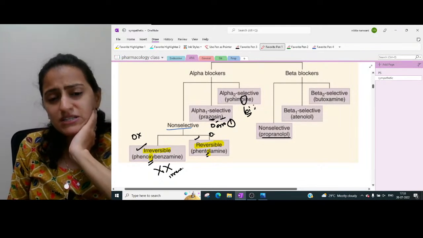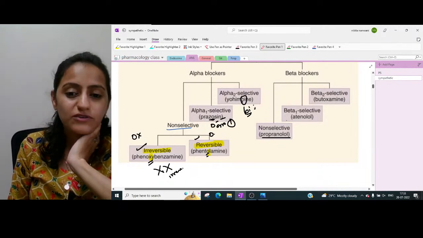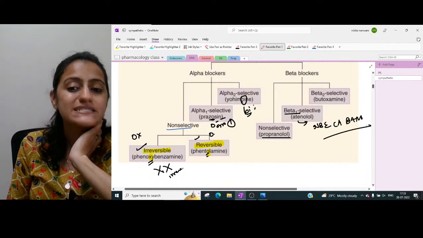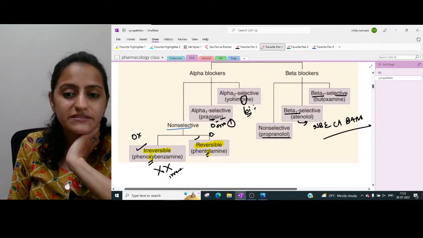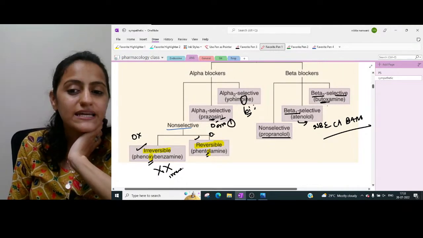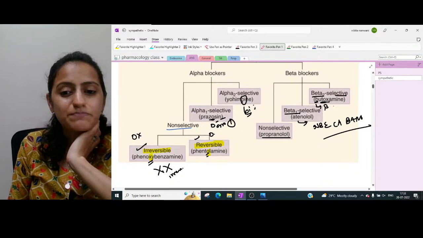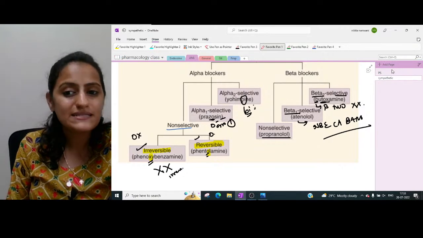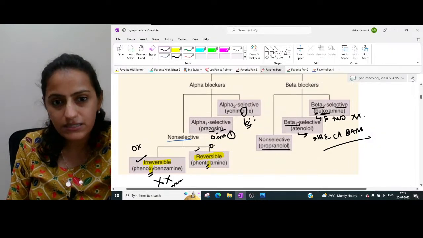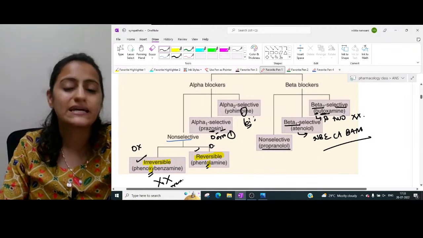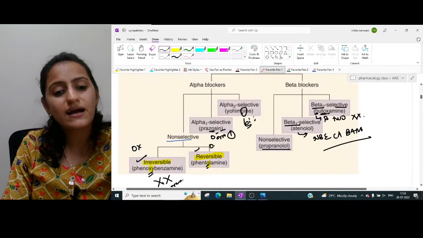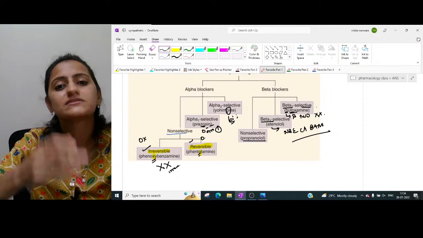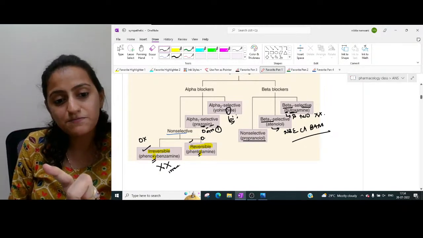Beta blockers, non-selective propranolol. We'll see the mnemonics for which are beta 1 selective. We have the mnemonic NBE ka bump for beta 1 selective, and beta 2 selective is butoxamine. Okay, TO and X. Butoxamine is beta, TO is 2, X is X. So butoxamine is your beta 2 selective blocker. Clear with everyone regarding the blockers, the antagonists? In alpha, non-selective irreversible is phenoxybenzamine, reversible phentolamine. Alpha 1 selective is prazosin.